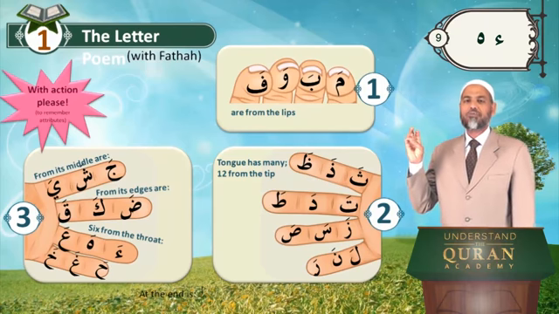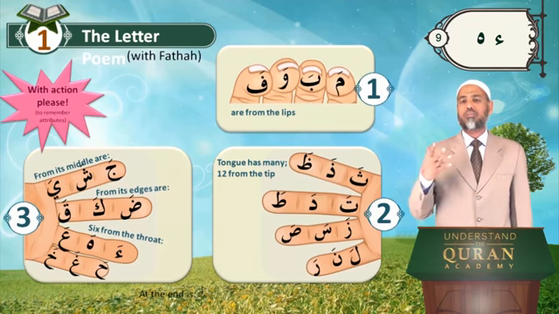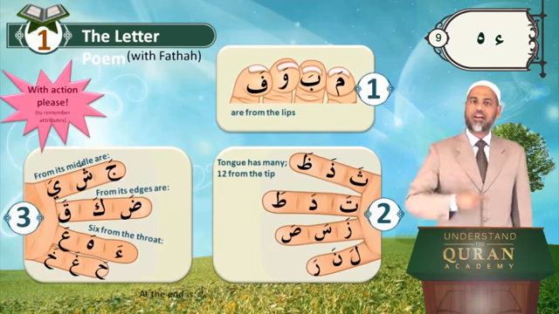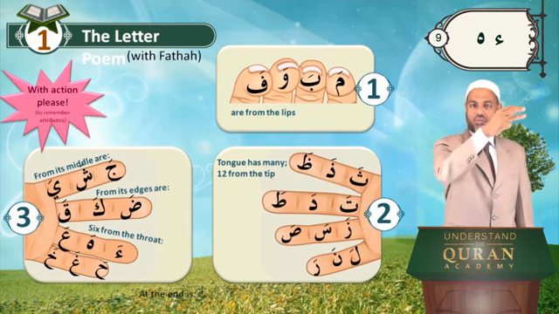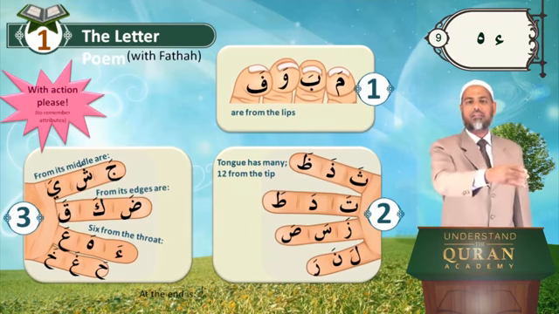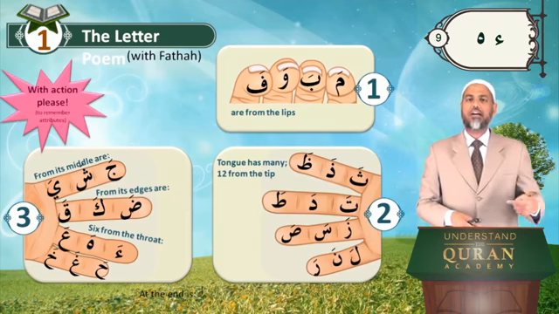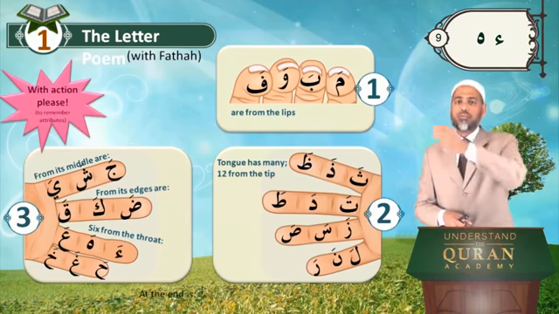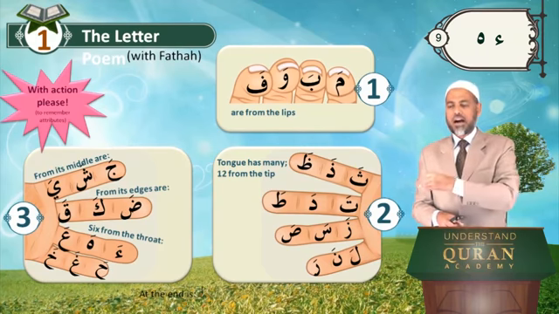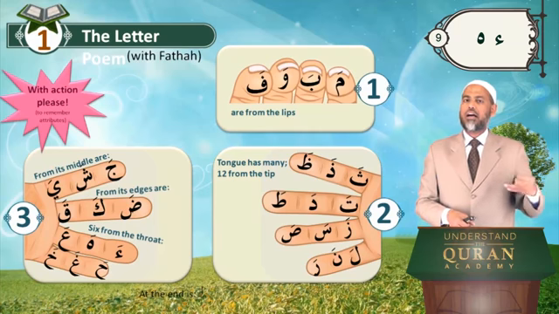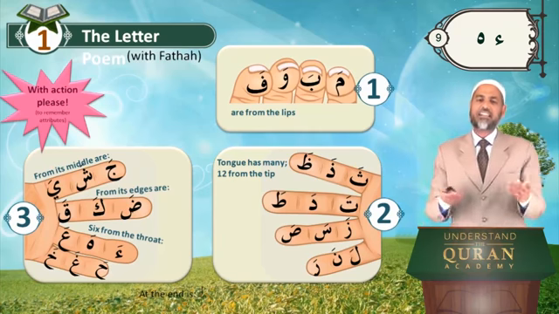Ma, ba, wa, fa are from the lips. Tongue has many, 12 from the tip. Tha, the, dha, ta, da, ta. Za, sa, sa, la, na, ra. From its middle are ja, sha, ya. From its edges are da, ka, qa. 6 from the throat, a, ha, a, ha, gha, kha. That's it. And at the end is alif.